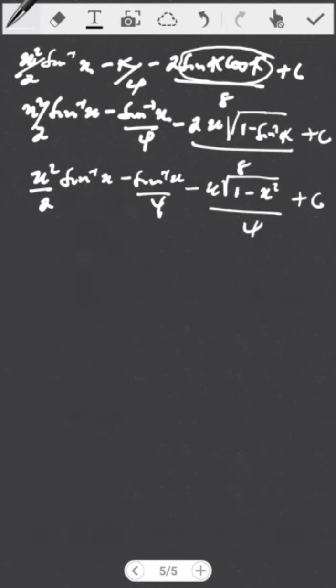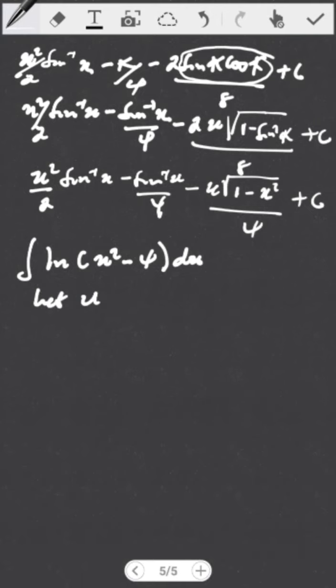So let's try another example. If I've been told to integrate, for example, ln of x squared minus 4, this is like the x. Out of that, I know that I'm going to let u be equal to x.